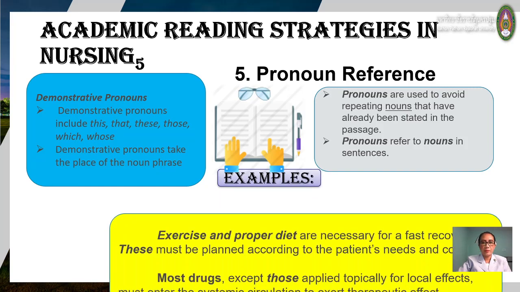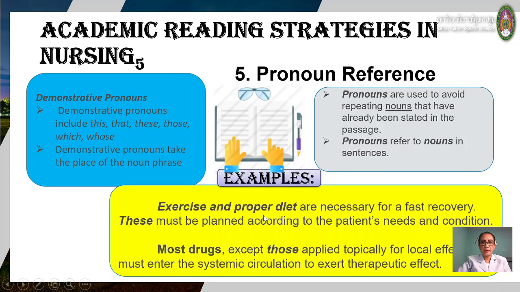So let's say, for example, exercise and proper diet are necessary for a fast recovery. This must be planned according to the patient's need and condition. So this refers to exercise and proper diet. So it is not used again and again, because the demonstrative pronoun, the keyword, the signal word this is being used.